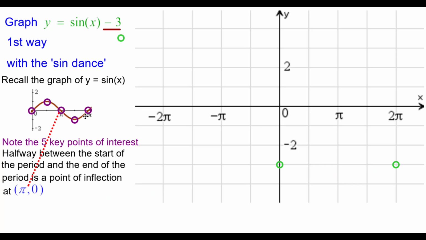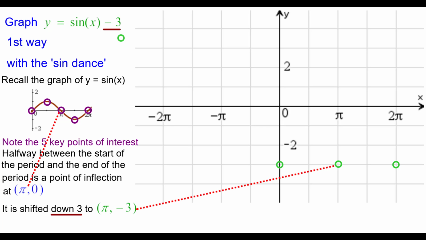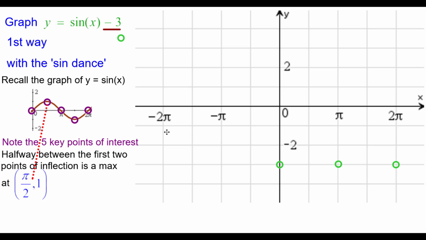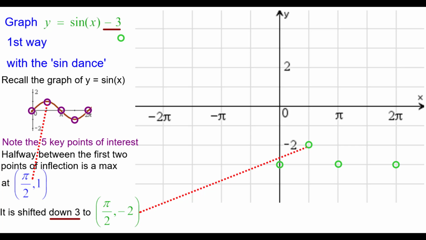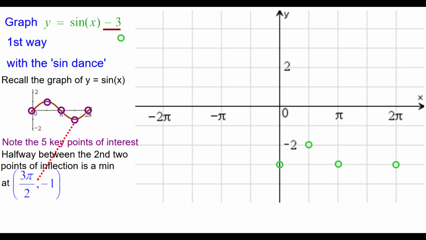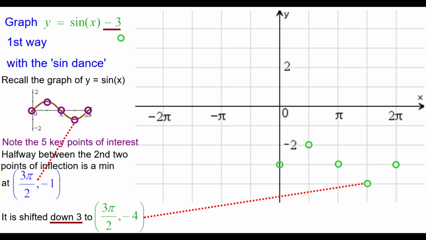Halfway between the start of a period and the end of a period is another point of inflection, usually at pi, 0, but shifting that down 3, it goes to pi, negative 3. Halfway between the first 2 points of inflection is a maximum, normally at pi over 2, 1, but it's going to be shifted down 3 to pi over 2, negative 2. And halfway between these 2 points of inflection is a minimum, normally at 3 pi over 2, negative 1, but now 3 pi over 2, negative 4, down 3.